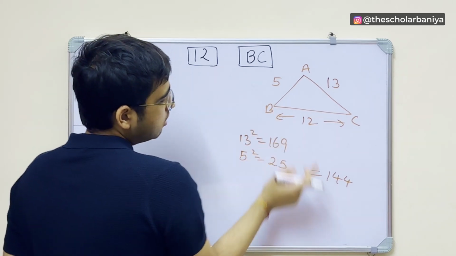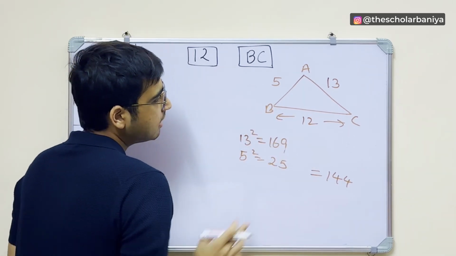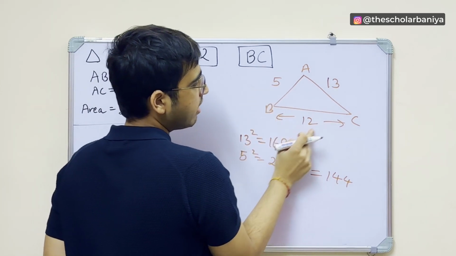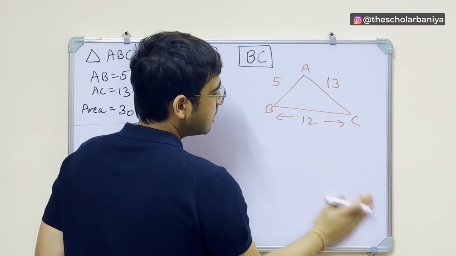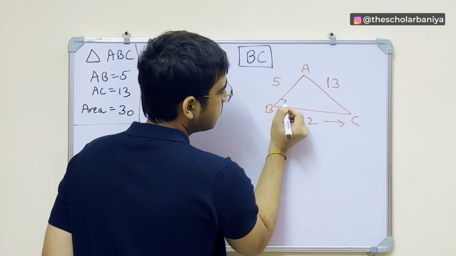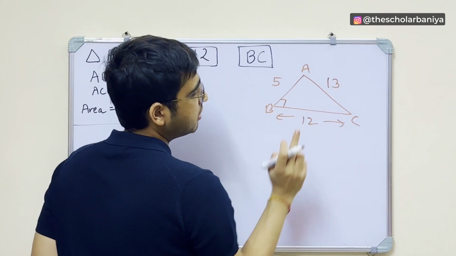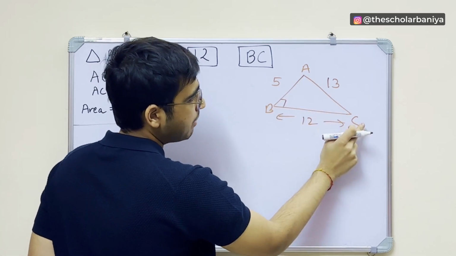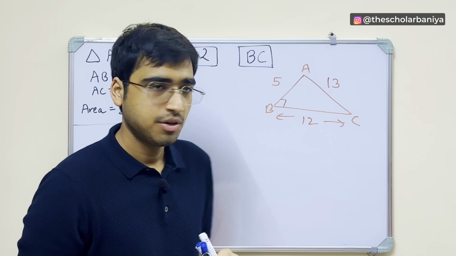Because if you do 144 plus 25, it will give you 169. That means 5 square plus 12 square is equal to 13 square, right? That means this angle will be 90, right? That means this becomes the hypotenuse, this becomes 90 degrees, and this becomes a right triangle, right?